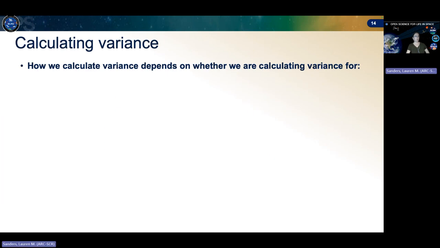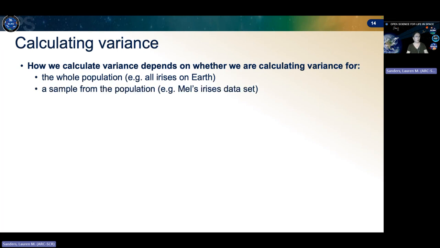So in order to calculate variance, one of the things to keep in mind here is that the way that we calculate variance depends on whether we are calculating variance for the whole population, like all of the irises on Earth, or just a sample out of that population. So Mel's irises data set just came from a field in Portland, Oregon. It's not all of the irises on Earth.